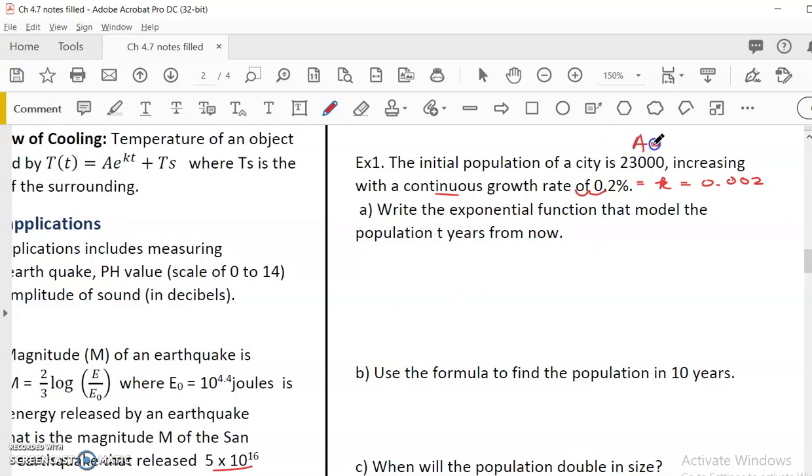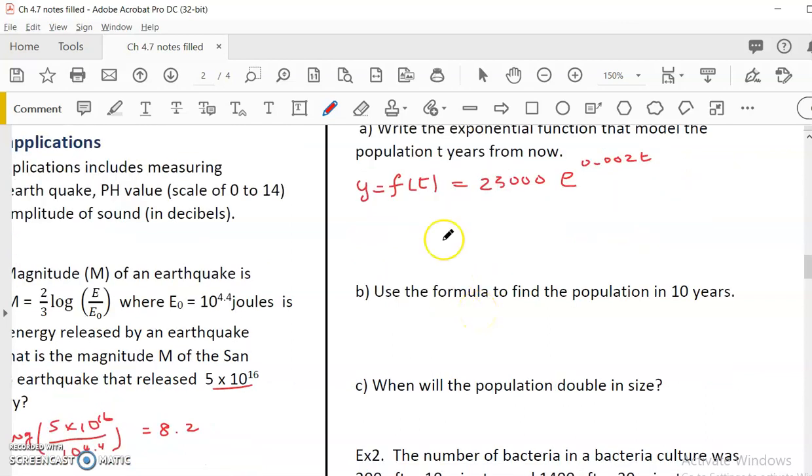Write the function that models the population t years from now. So that is a0. We write it as y equal or f of t equal, both are fine, equal to a0, which is 23000 e to the 0.002 times t. So that would be the exponential that can tell you the population t years from now. Use it to find the population in 10 years. So that means substitute t equal to 10. So f of 10, the population at year 10, will be 23000 e to the 0.002 times 10.